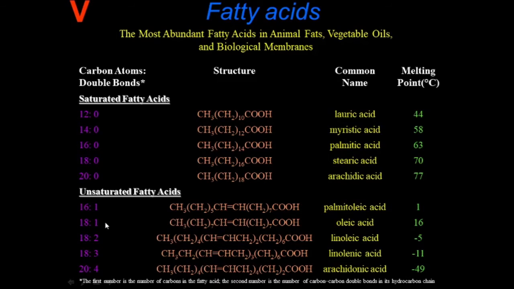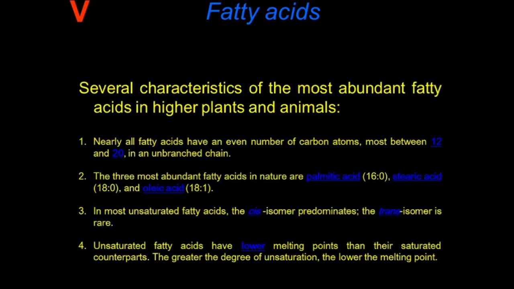There are several characteristics of the most abundant fatty acids. In higher plants and animals, you can see all of these characteristics. For example, as I told, fatty acids are acids consisting of 12 to 20 carbon atoms. The three most abundant fatty acids in nature are palmitic acid with 16 carbon atoms and no pi bond, stearic acid containing 18 carbon atoms, and unsaturated oleic acid.